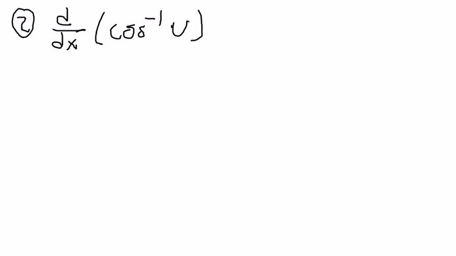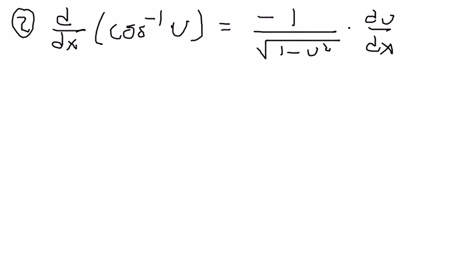The second derivative on the inverse trig function is our inverse cosine. And I'll just give you the patterns on a few of these, and then I'll do some different examples. The derivative of inverse cosine is going to be the same as the sine, but it's negative. So it's negative 1 over the square root of 1 minus u squared times du dx. That's a u squared.